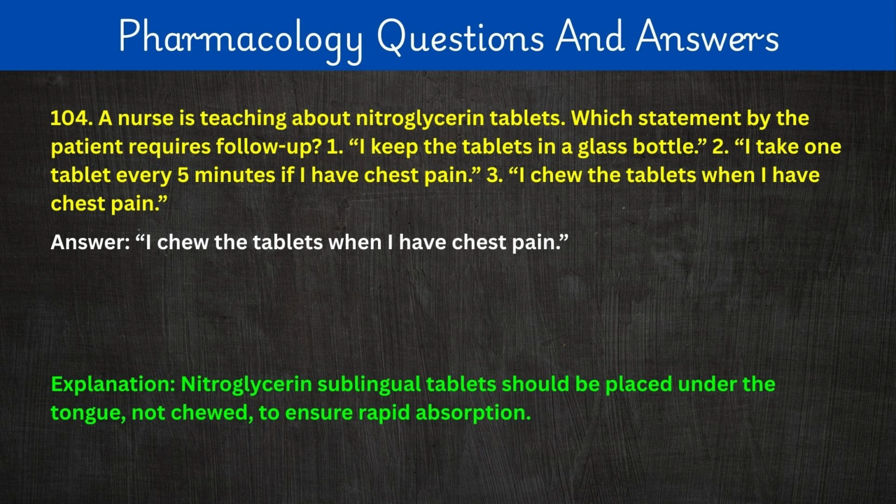104. A nurse is teaching about nitroglycerin tablets. Which statement by the patient requires follow-up? 1. I keep the tablets in a glass bottle. 2. I take 1 tablet every 5 minutes if I have chest pain. 3. I chew the tablets when I have chest pain. Answer: I chew the tablets when I have chest pain. Explanation: nitroglycerin sublingual tablets should be placed under the tongue, not chewed, to ensure rapid absorption.